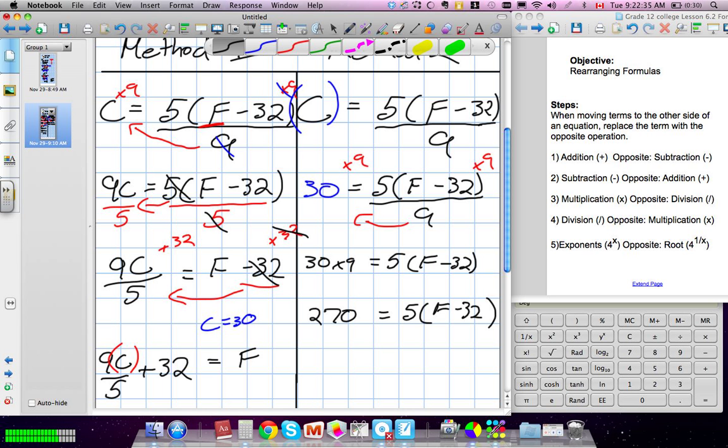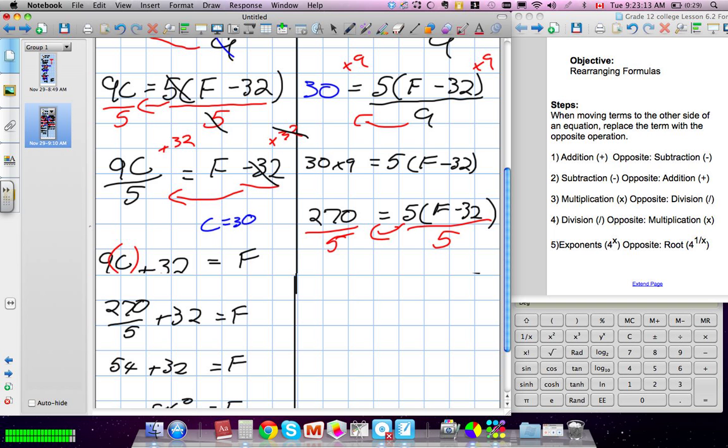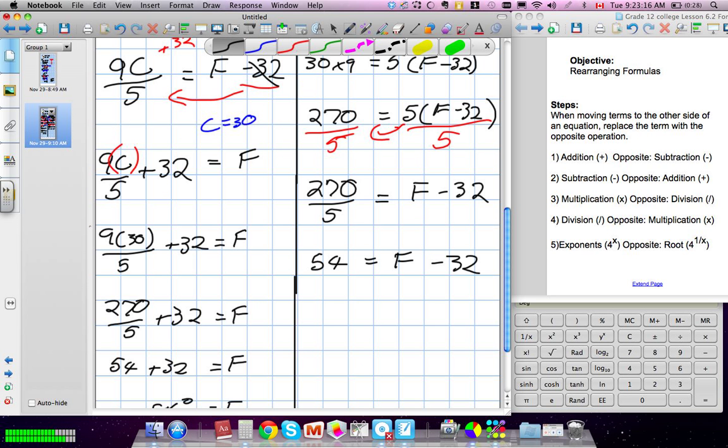Now that I have that, again, I have to isolate this f. So what will I need to do? I want to move something on the right side of the equation. 5. We want to move the 5, so we're going to divide both sides of the equation by 5. That's going to give us 270 divided by 5 is equal to f minus 32. 270 divided by 5 is, anyone remember? 54 is equal to f minus 32.